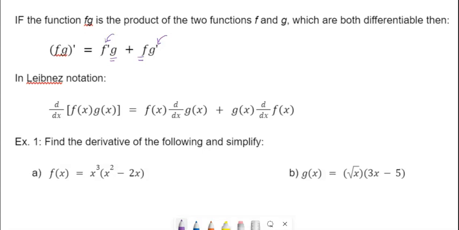We can also look at this in Leibniz notation as well, where we have the regular function, the derivative of the second function, the second function, the derivative of the first function. Okay, so let's do some practice to see how this goes.